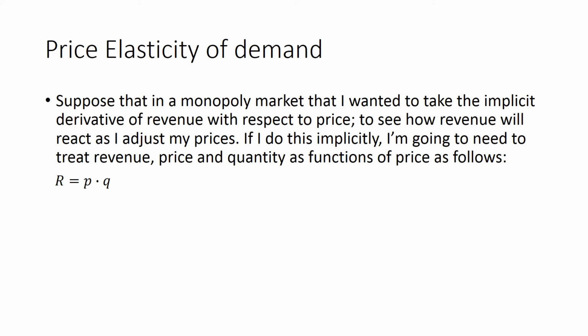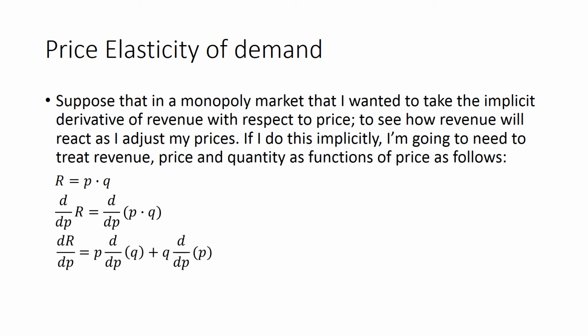price as follows. So starting off from basic principles, we know that revenue is equal to price times quantity. If I take the implicit derivative of the revenue with respect to the price, I'll do that to both sides of the equation, and I'm going to have to apply a product rule over on the right-hand side. So that tells me that the rate of change of revenue with respect to price is equal to P times the derivative of Q plus Q times the derivative of P.